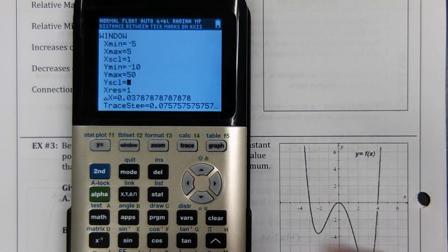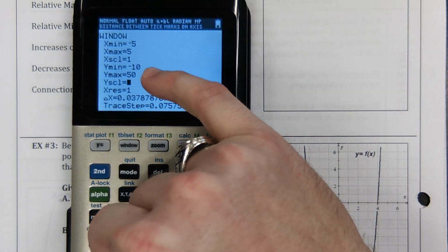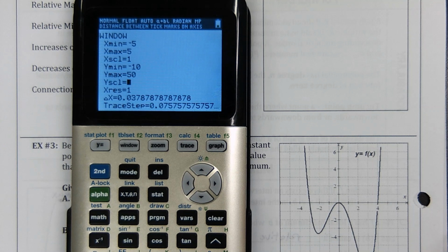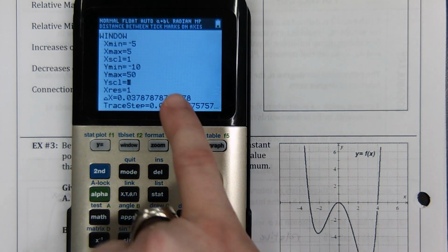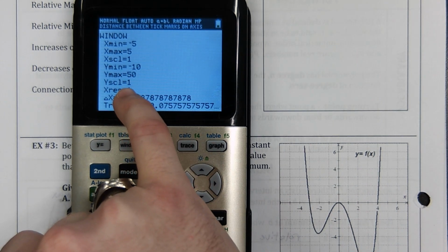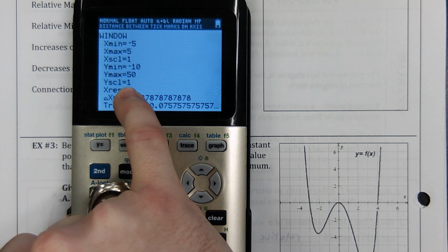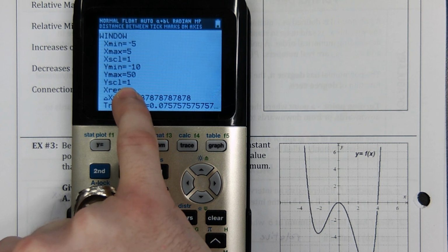Now, as far as the scale is concerned, it's going to go down to 10 and up to 50. And I don't want to see 60 tick marks. And that's what it's going to give me right now. The reason why I don't want to see 60 tick marks is because it will graph slower. And my calculator is old. So it's going to graph slower than most of yours.